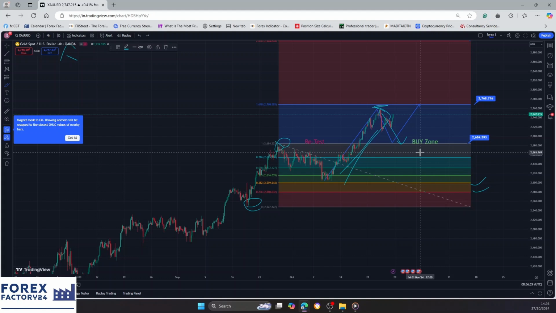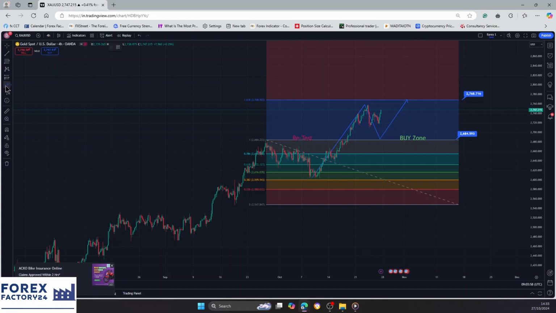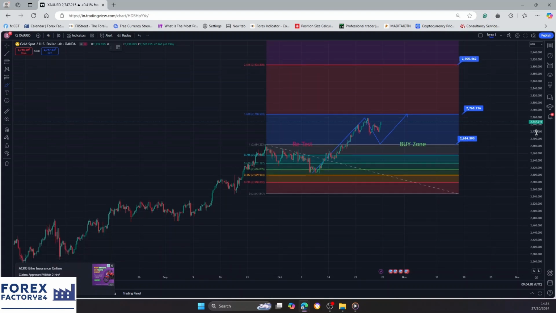Now let's talk targets. If we get a bounce off that support zone, we're looking at price possibly heading toward the 1.618 Fibonacci extension at $2,768, and if momentum holds, even up to the 2.618 extension at $2,905.